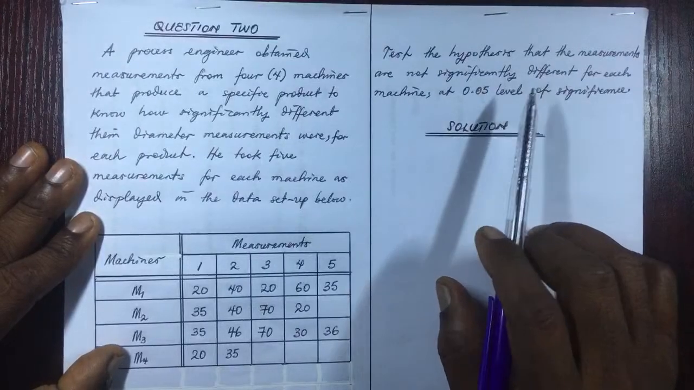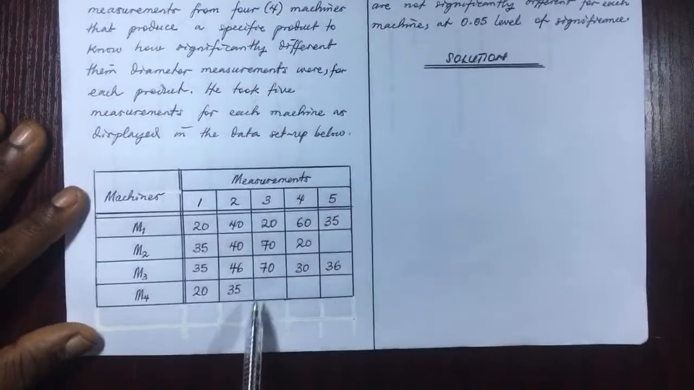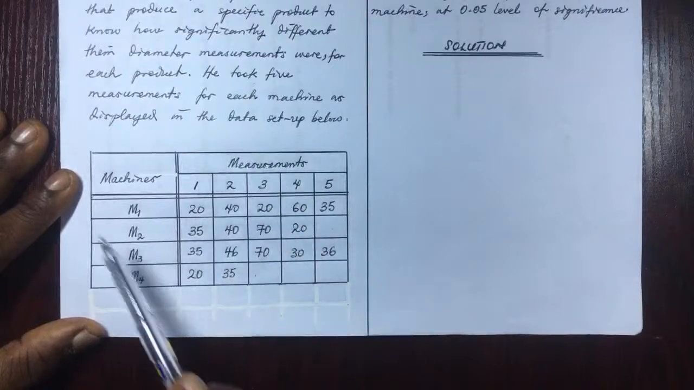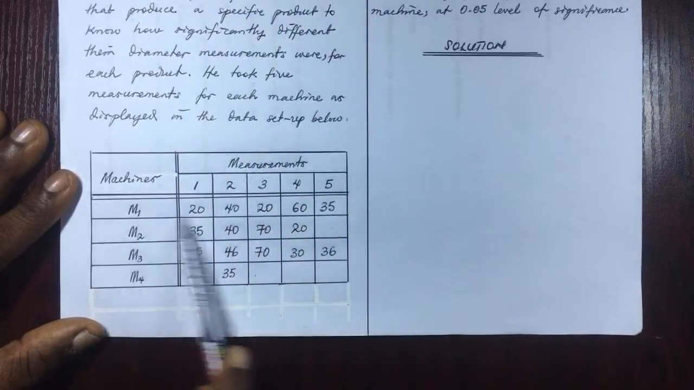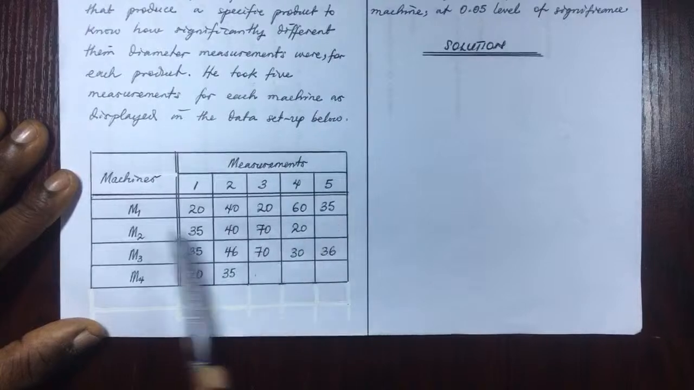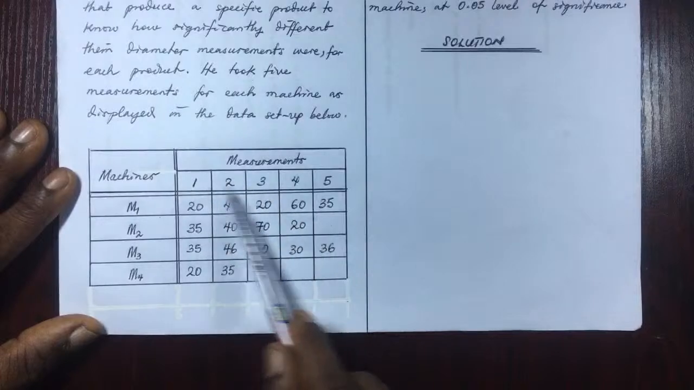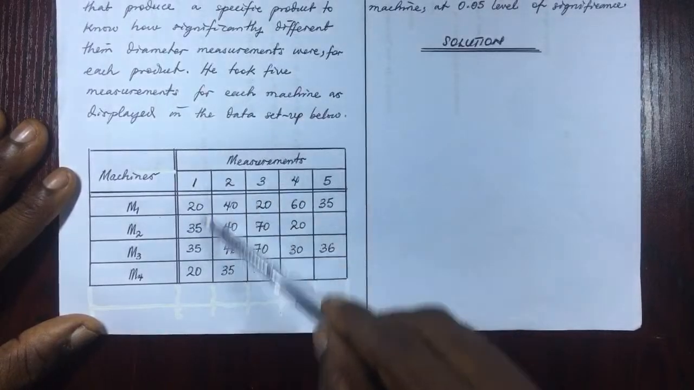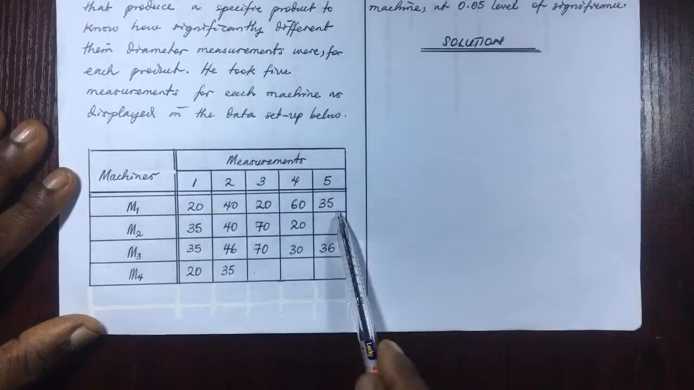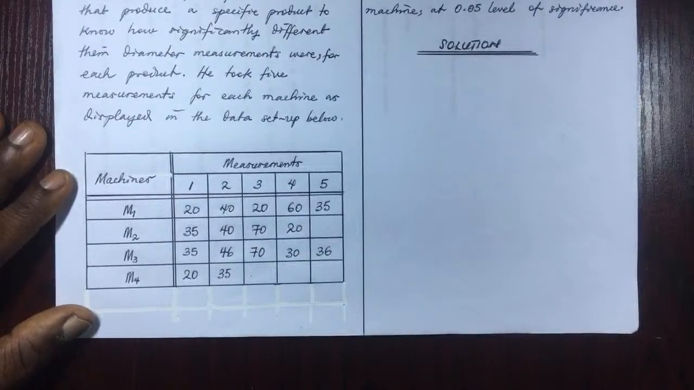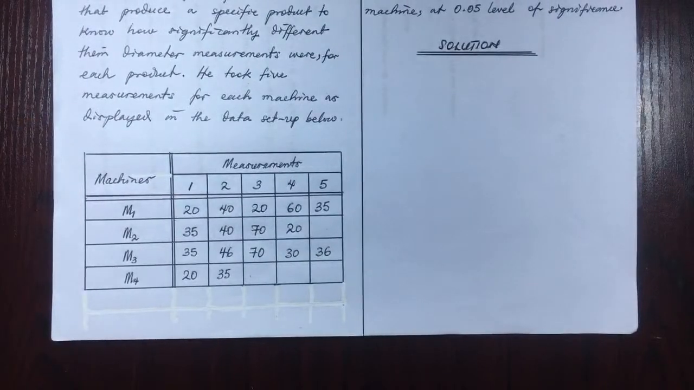Now the question comes: test the hypothesis that the measurements are not significantly different for each machine at 0.05 level of significance. So in this case, looking at our data, these machines are our treatments, guys. There are 4 machines, implying that we have 4 treatments, and there are 5 measurements, implying that we have 5 levels. So under each treatment there are 5 levels of measurements. I'm going to solve the problem again in 5 steps. Put them in steps, it makes it very easy for you to comprehend.